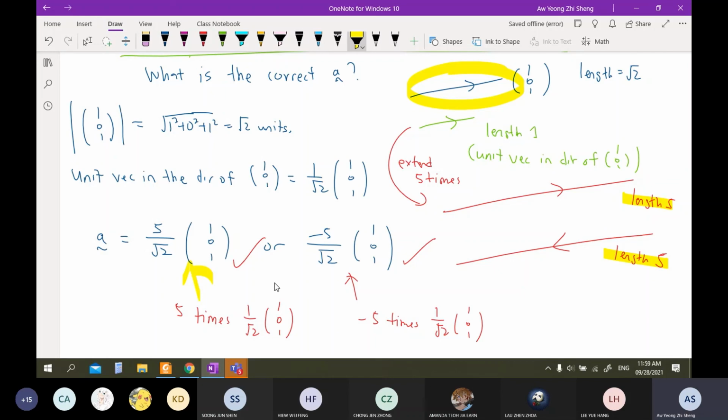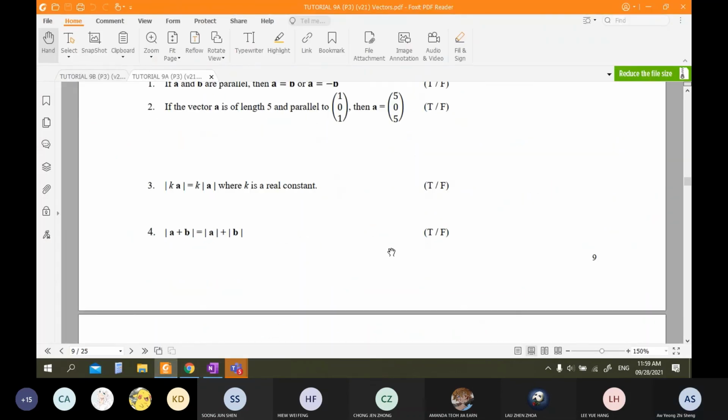We are left with statement 3 and 4. I will leave it for you to think first, and we'll discuss tomorrow. Whether 3 and 4 are true or false, you can think first. We'll discuss tomorrow. Okay, that's all for today.